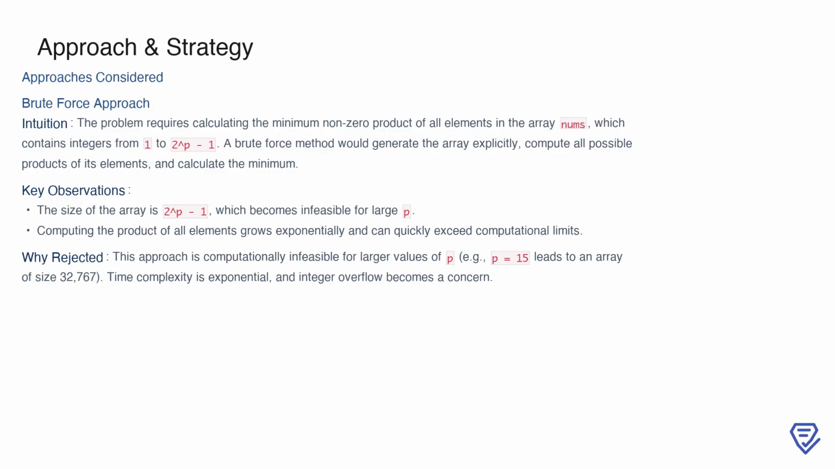However, there are some key observations that reveal why this approach is not feasible. First, the size of the array grows exponentially with p. For instance, if p is 15, the array has 32,767 elements. Computing the product for such a large array is computationally prohibitive. Additionally, the values involved in these computations can grow so large that they exceed the limits of standard integer operations, leading to overflow. For these reasons, while simple to understand, the brute force approach is rejected as impractical for larger values of p due to its exponential time complexity and the risk of computational limits being breached.